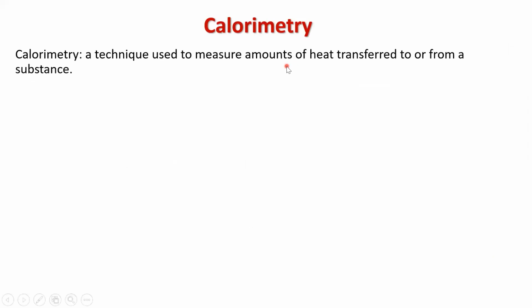So now let's look at what's called calorimetry. Calorimetry is just a lab technique that's used to measure the amount of heat that's given off or absorbed by a substance. We were looking at these numbers and doing some math problems with them. Now we're going to deal a little bit with where those numbers come from or how we can measure them in a lab and do some calculations with that.